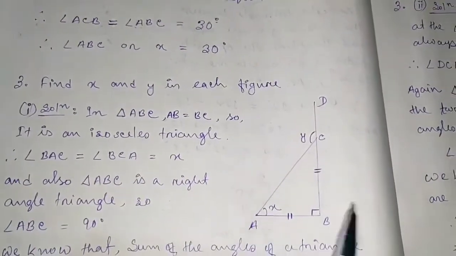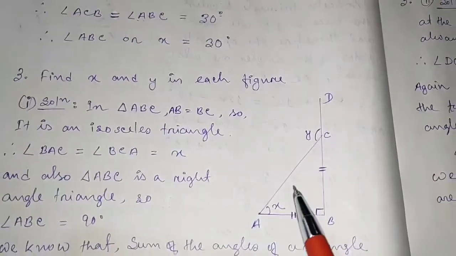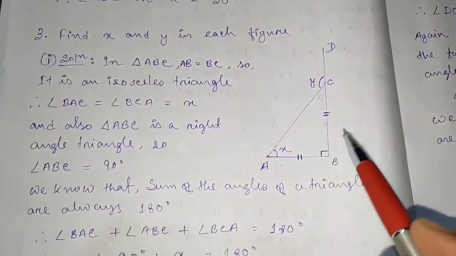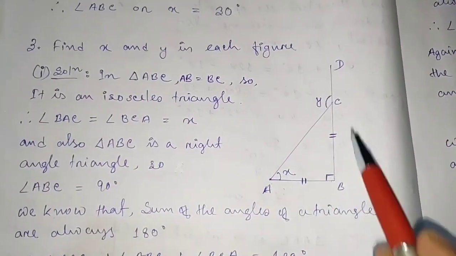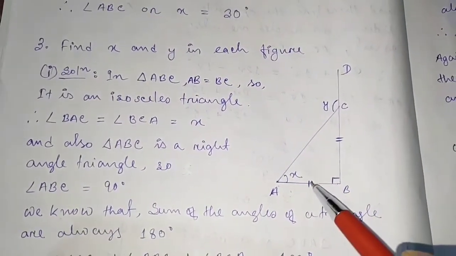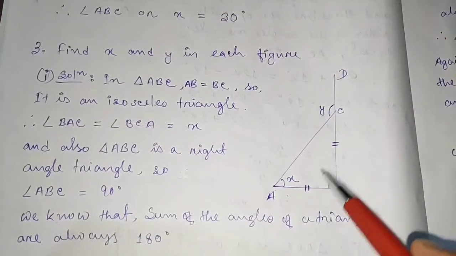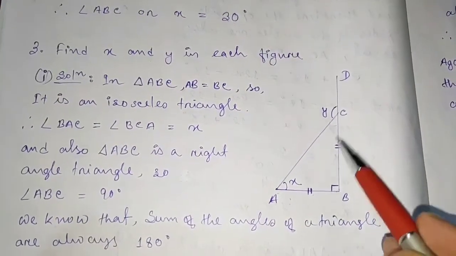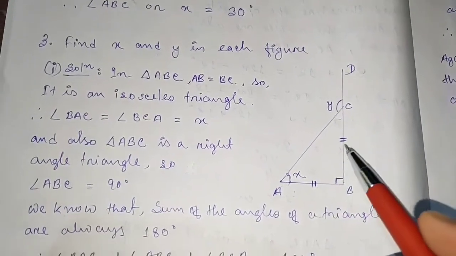Now let's move on to question number 3. Here we have to find the value of x and y. So this is your diagram, AB, BC, then it is D. Okay, now you can see these two sides are equal, means what? These two sides are equal means it is an isosceles triangle, and these two opposite angles are also equal. Clear?